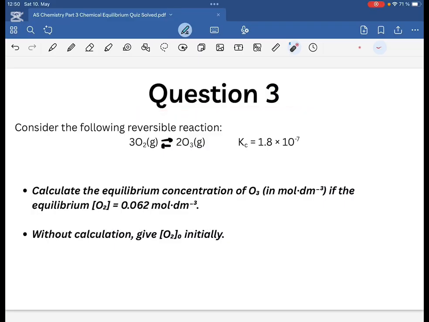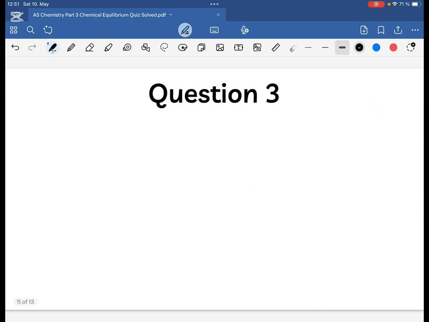Question 3, consider the following reversible reaction. So we have this reversible reaction, and they said calculate the equilibrium concentration of O3 in mole dm^-3 if the equilibrium concentration of O2 is 0.062 mole dm^-3. So we have the value for Kc, and Kc is products over reactants. So we only have one unknown, which is the O3, so we can use it immediately to find the value for the concentration of the O3.